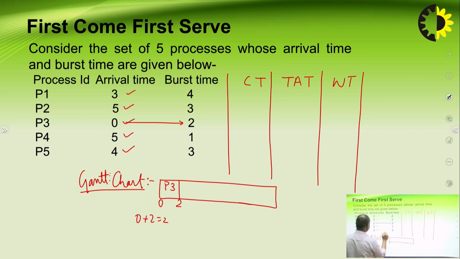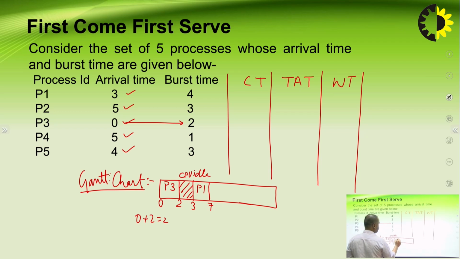So the CPU is idle from 2 to 3, because the next arrival time is 3. The next arrival time is 3. So for 2 to 3 the CPU is idle, and at 3, P1 has arrived, and it has a burst time of 4. 3 plus 4 is 7. Then by 7, all the processes have arrived. So we take the next one.